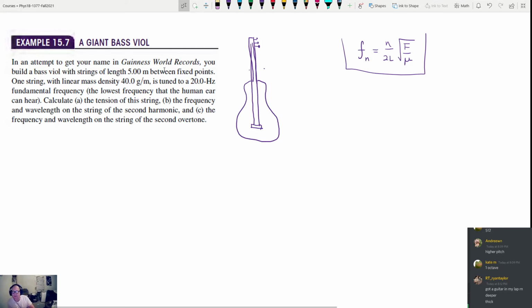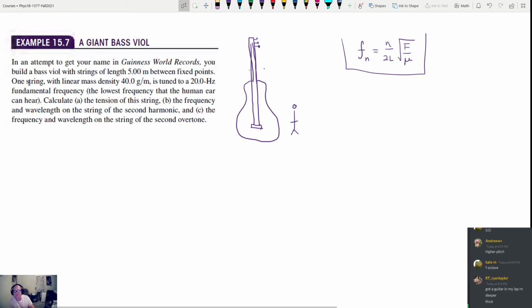So it says, in an attempt to get your name in the Guinness Book of Records, you build a bass viol with a string length of 5 meters. What is 5 meters? That's a little over 15 feet, right? So this thing would be twice as tall as the tallest person on Earth. A normal human next to this thing would look something like this. These things are really big. They're not this long, though.